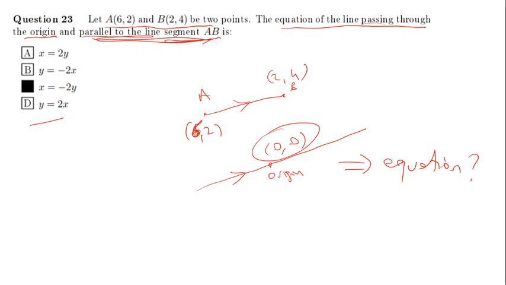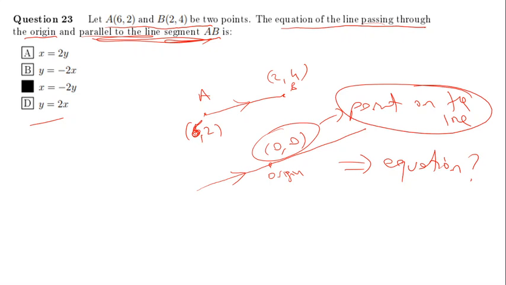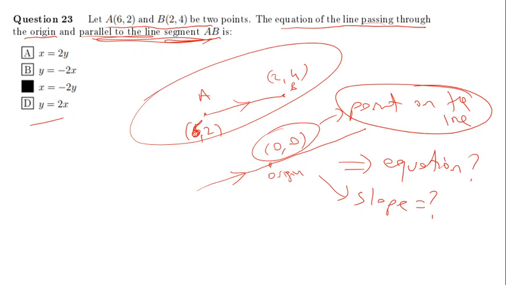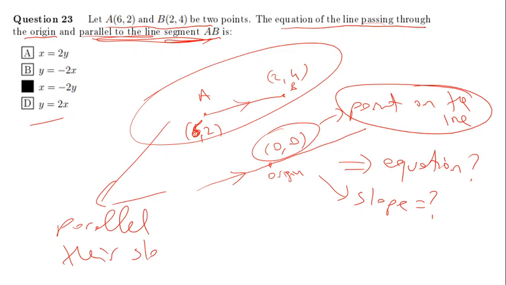So 1 point is given. The point on the line is given. So the only thing you need is the slope here. So you need the slope. What's the slope of this? The good thing about this one is it's parallel. So these two are parallel. So parallel means their slopes are same.